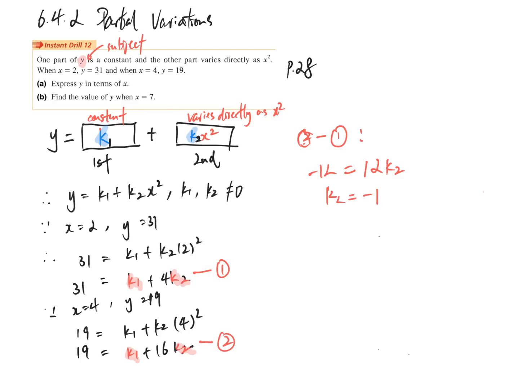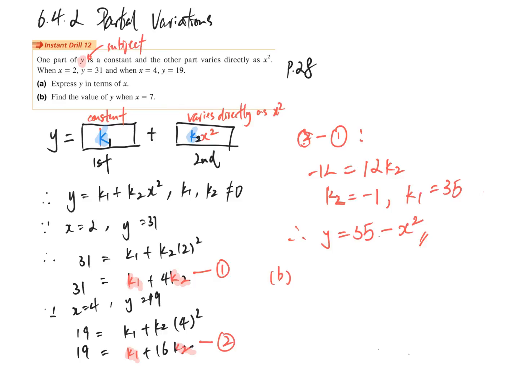And with k2 equals negative 1, we have k1 equals, from equation 1, we can see that 31 plus 4 equals k1, so k1 equals 35. And therefore, after all, we have y equals 35 minus x squared. The value of k2 becomes minus 1, so it gives us negative x squared. So that's all for part A.